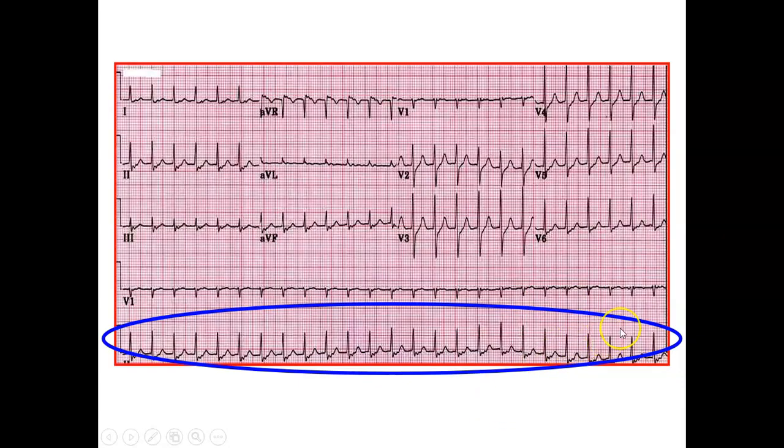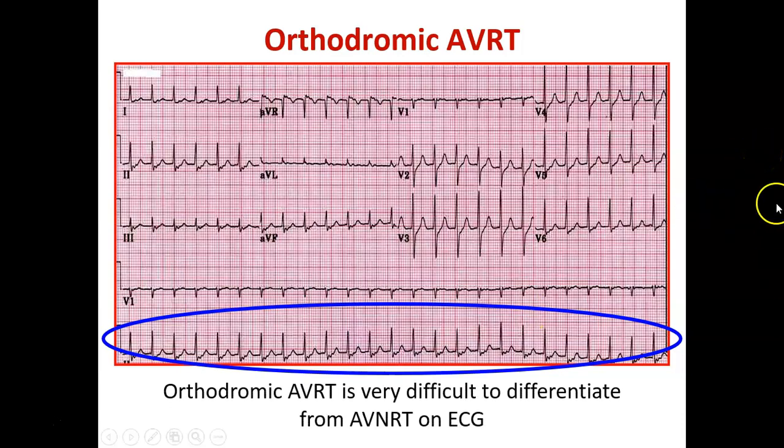Look at this ECG and see at the bottom the rhythm strip. Again, this is a tachycardia. It's a narrow complex, no P wave, so this is supraventricular tachycardia, and this may be orthodromic atrioventricular reentrant tachycardia. But orthodromic atrioventricular reentrant tachycardia is very difficult to differentiate from atrioventricular nodal reentrant tachycardia on ECG.